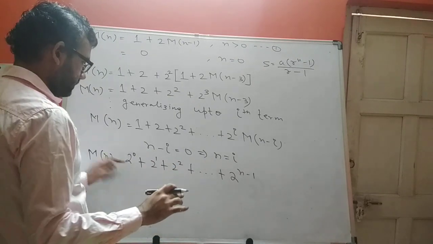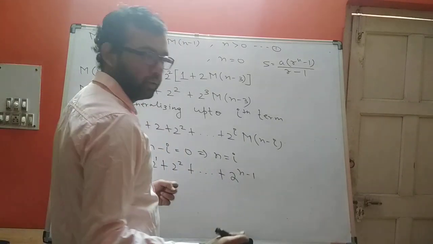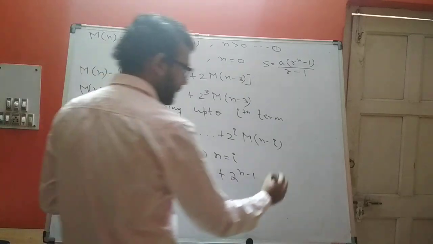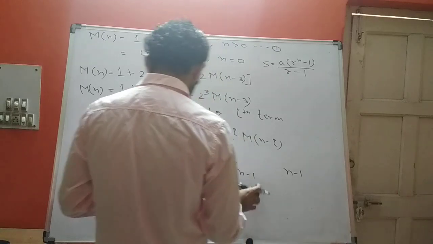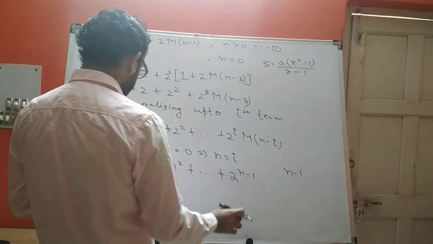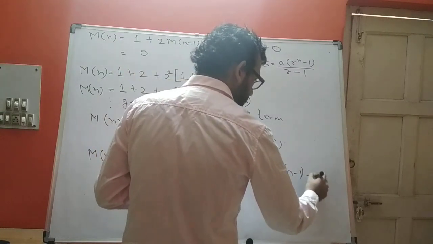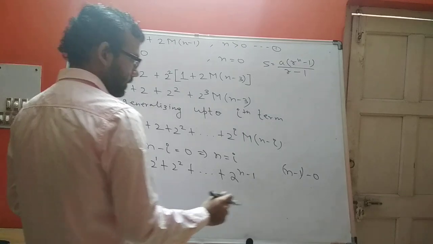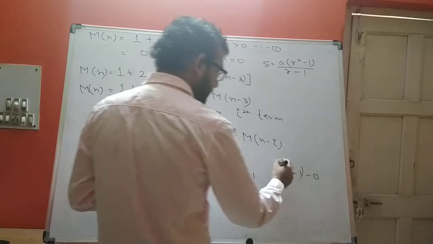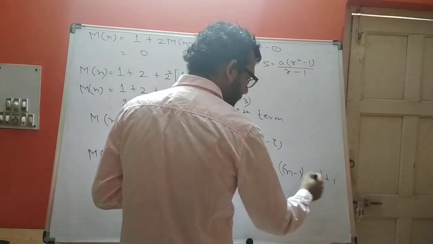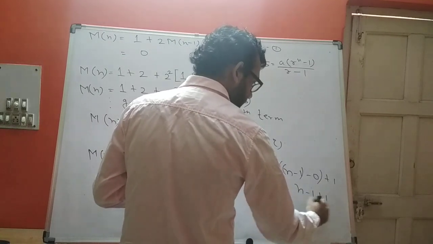Now look at the first term. The first term is 1, and the last term is 2 to the power of n minus 1, right? So there are how many terms? My last power is n minus 1, and my first power is 0, so I can write this as n minus 1 minus 0. I'm just subtracting the powers, okay? Now, since I'm including both the first term as well as the last term, I'll have to add a 1. So n minus 1 minus 0 is n minus 1, plus 1 is n.